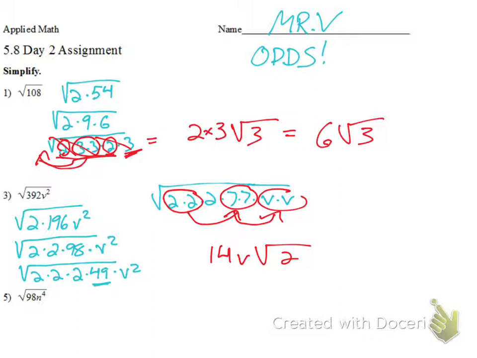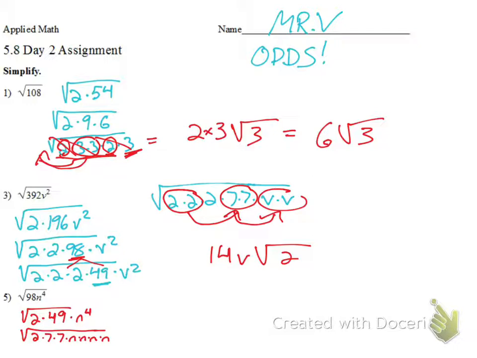All right, 98. So we're on number 5. Take a look at number 3. There's 98 right there. And 98 broke down into 2 times 49. So how about we just start with right there? So that's going to be 2 times 49, and then we have n to the 4th, and that's going to be 2 times 7 times 7 times n times n times n times n, and then nothing else can be broken down.